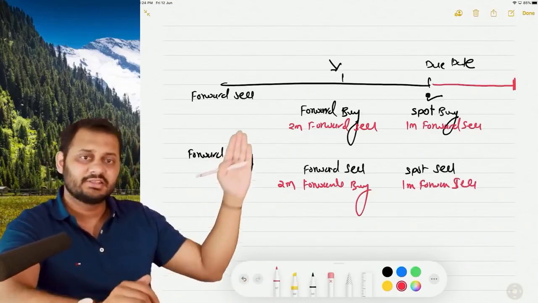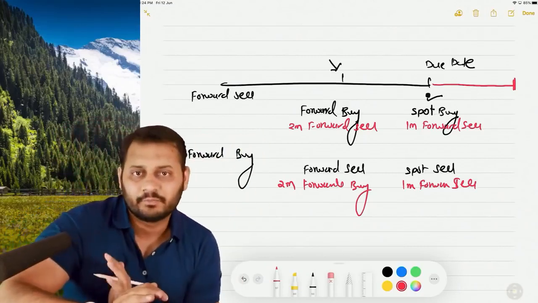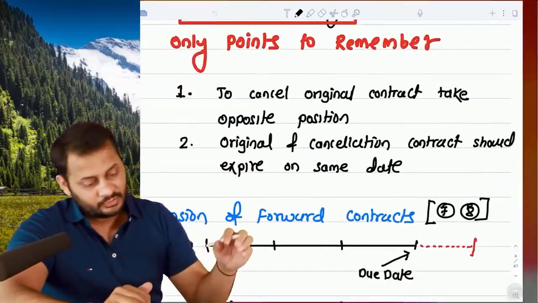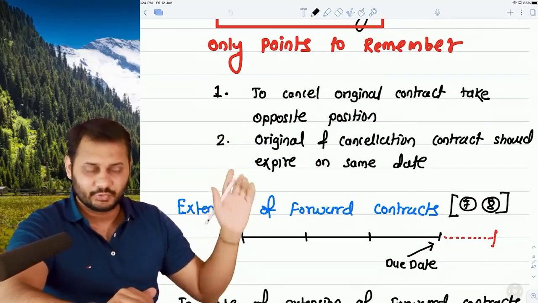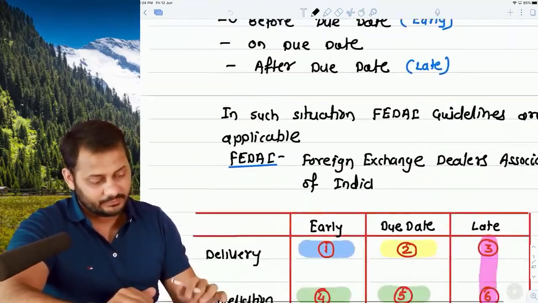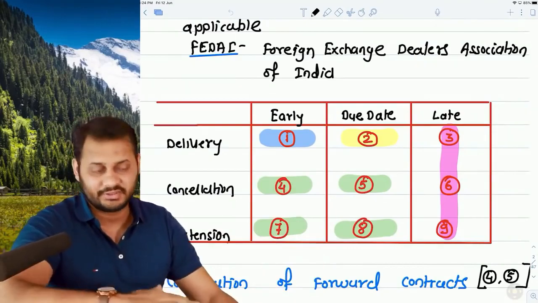In extension, this is the additional thing which I have written in red. Otherwise, the cancellation part is the same in all the 4. So what did I say? Only points to remember in cancellation are these 2. Now let's come to this part, 7 and 8. That means early extension and due date extension.